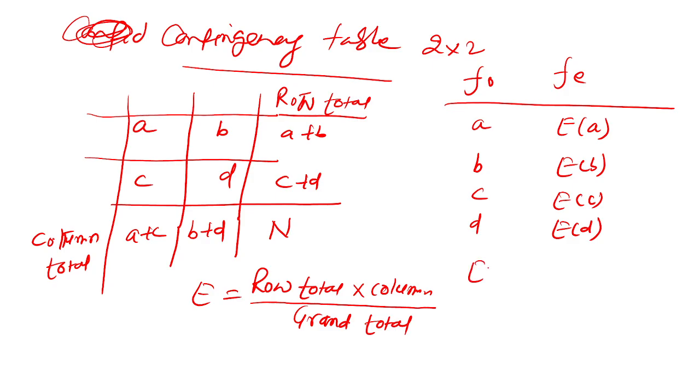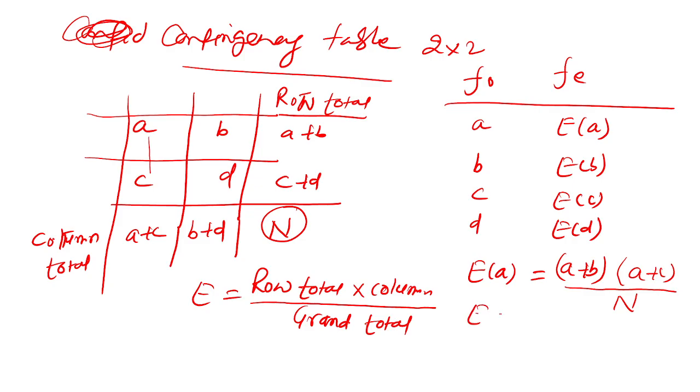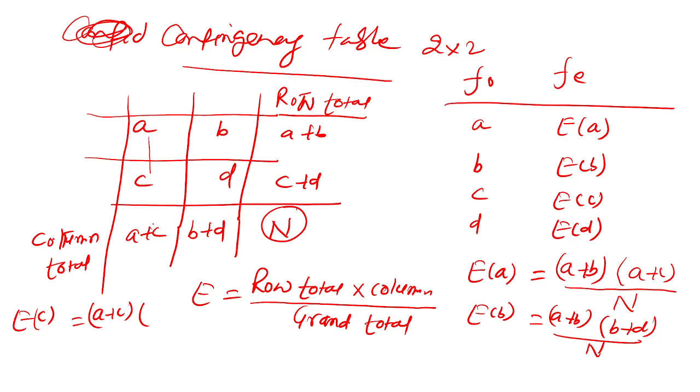So what will be the expected frequency of A? For A, row total is A plus B, and column total is A plus C, upon N. This is going to be the grand total N, like A plus B plus C plus D. E of B is similar: A plus B and B plus D by N. And E of C will become A plus C into C plus D upon N.